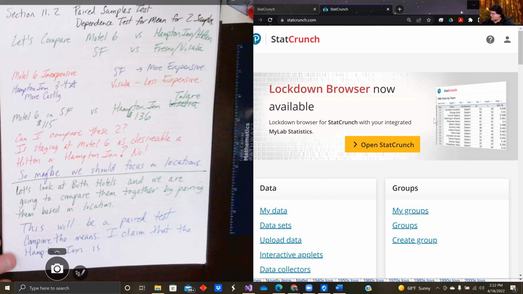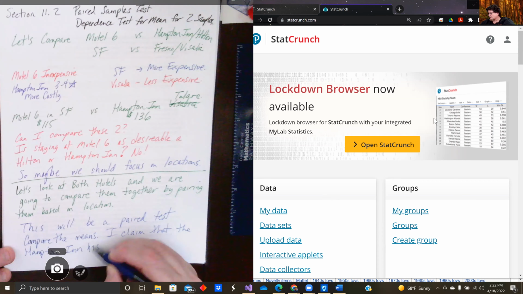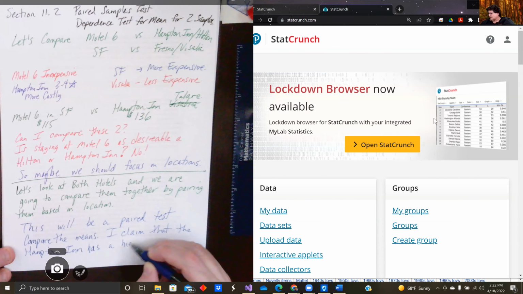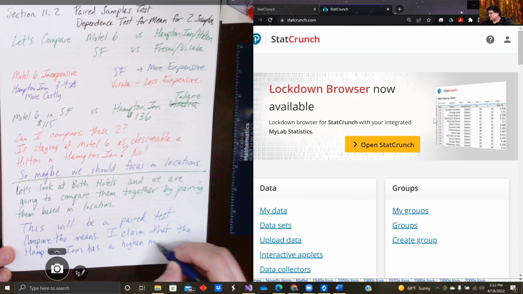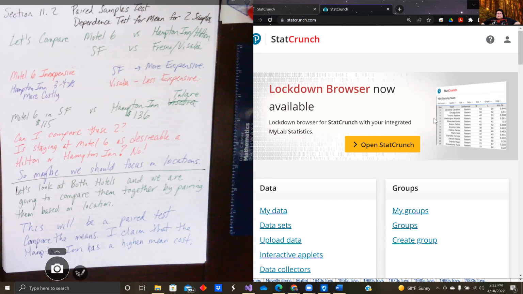That worked. I claim that the Hampton Inn has a higher cost. Now, I think this is kind of a no-brainer. This is an obvious thing, but it's more of a way to set up an example for doing a 2-mean test. And then we'll look at some other ones where it's more applicable. I'll give you a second to write that down before I switch pages and start talking about our requirements.